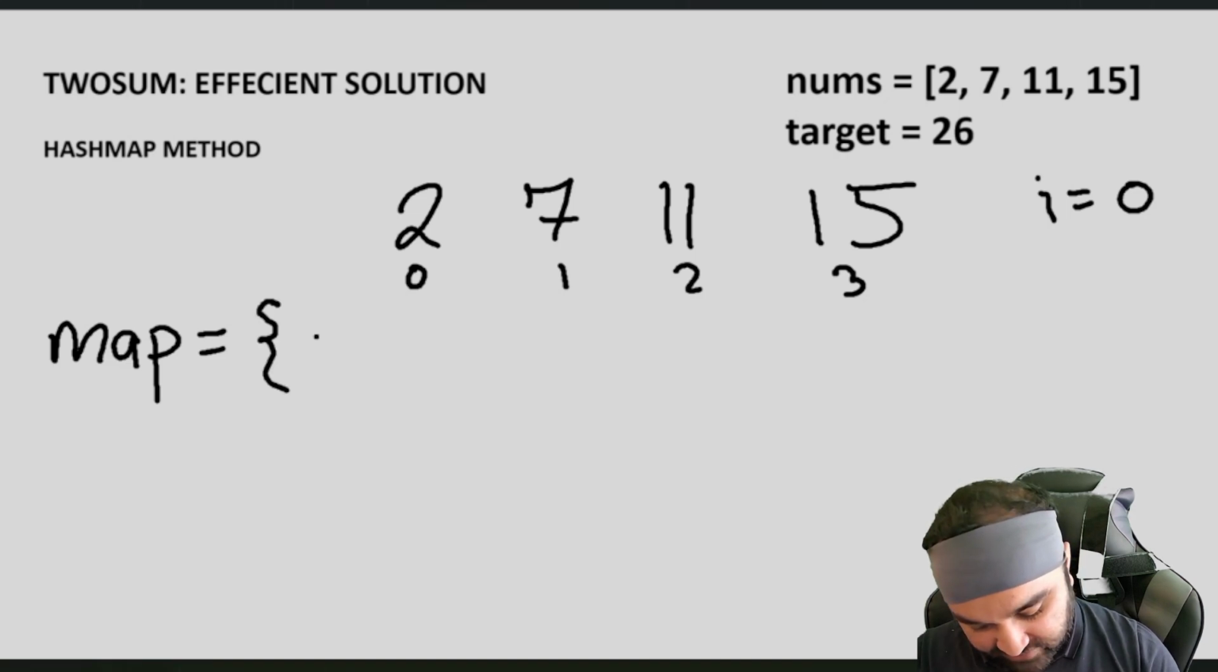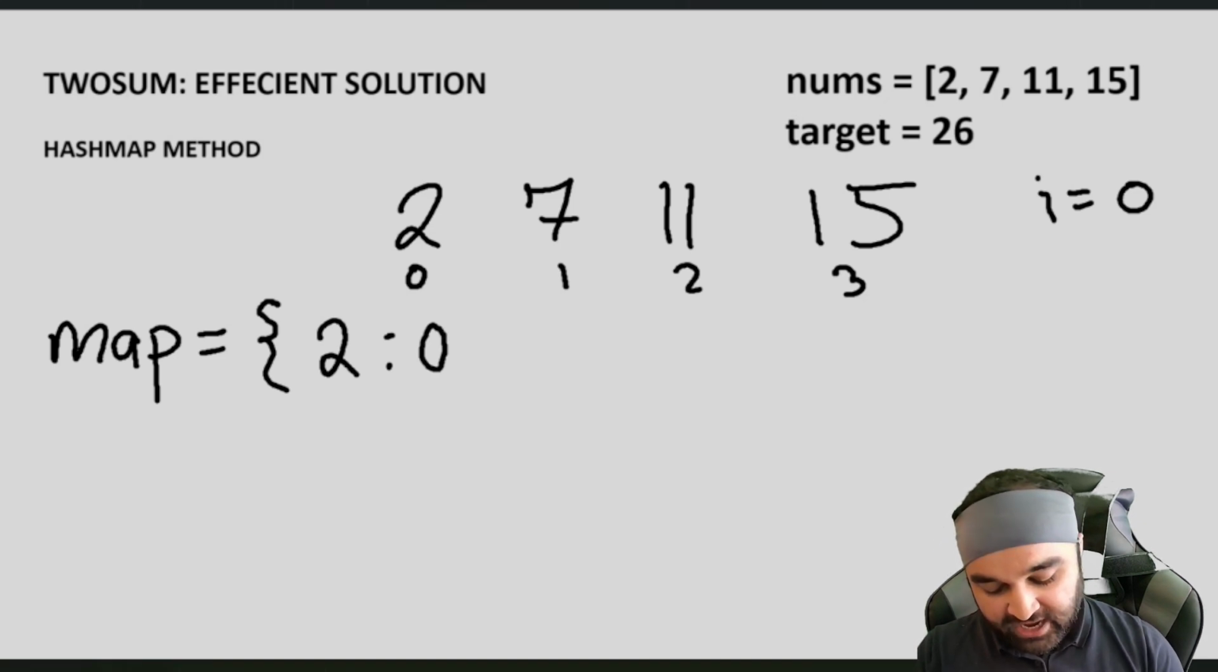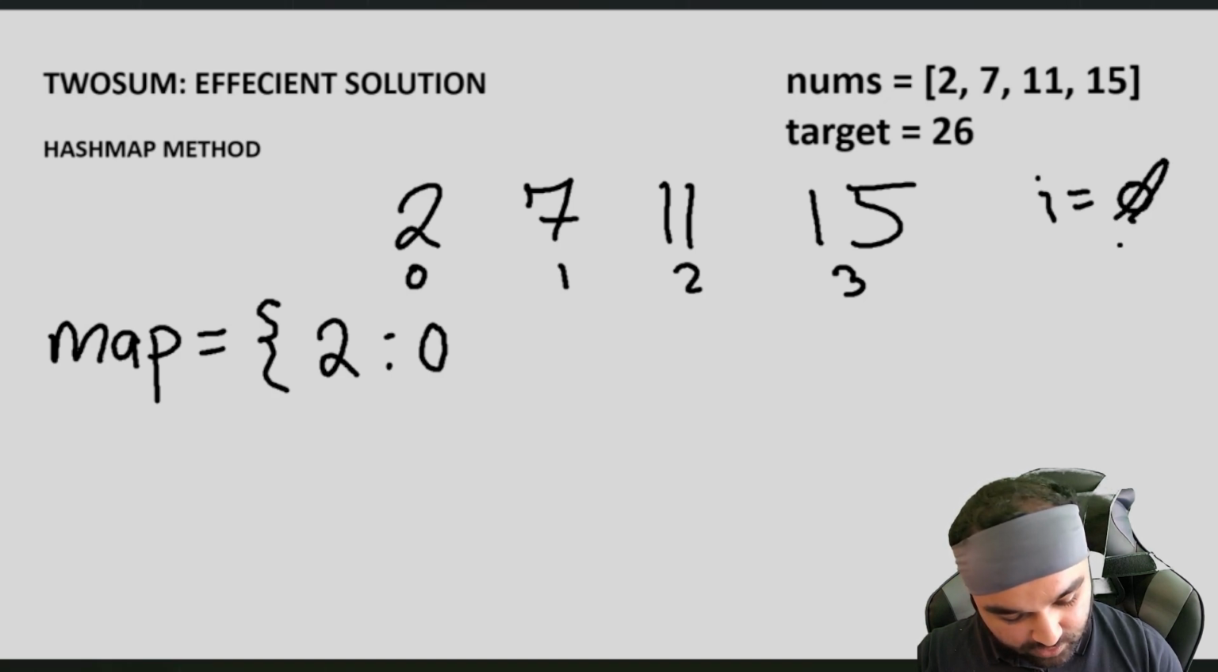And we would have our key, which is our value up there, 2, and the index. So it's usually denoted with a colon, but you don't really have to worry about that for this. And now we have our first entry in there. Now for our second iteration, now i is going to be equal to 1.